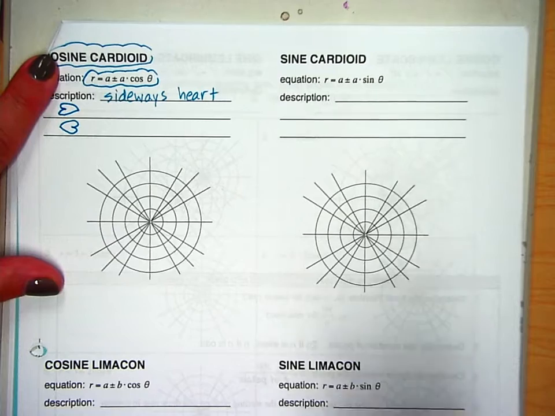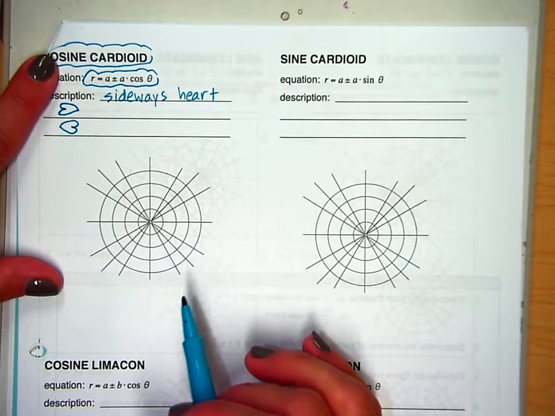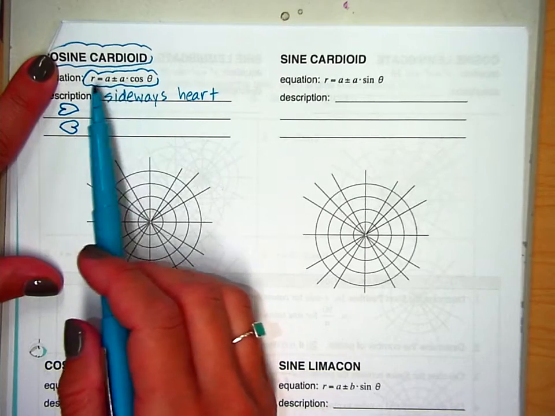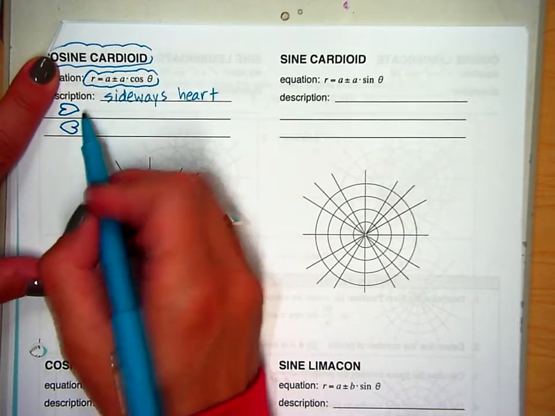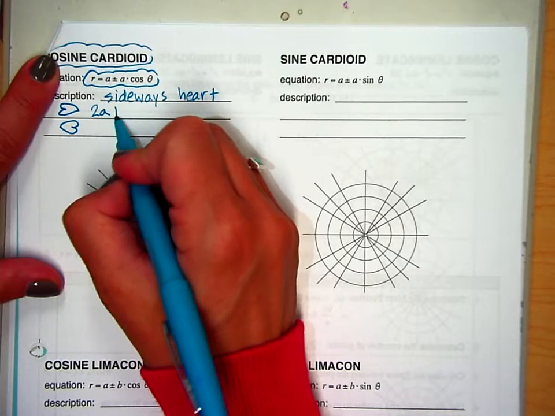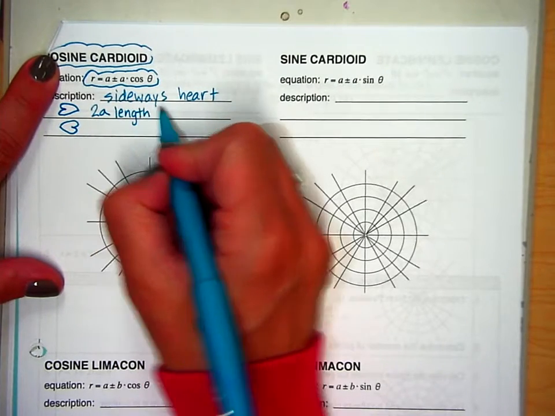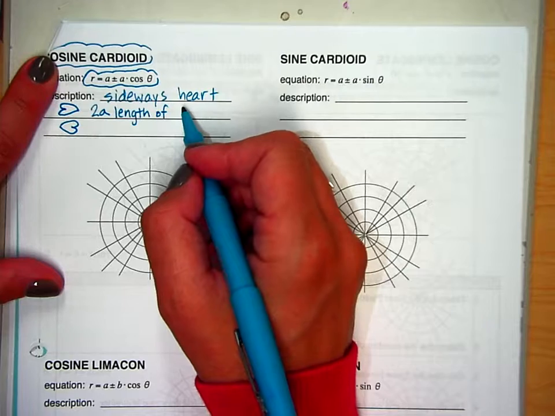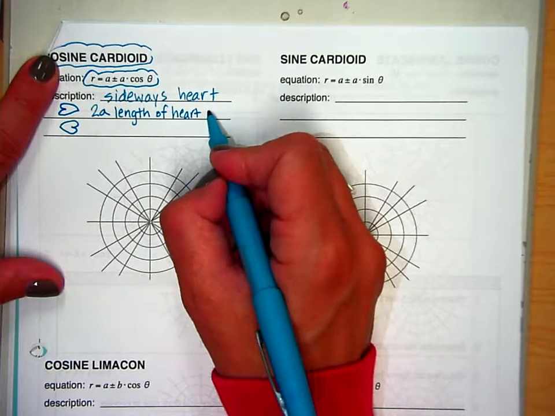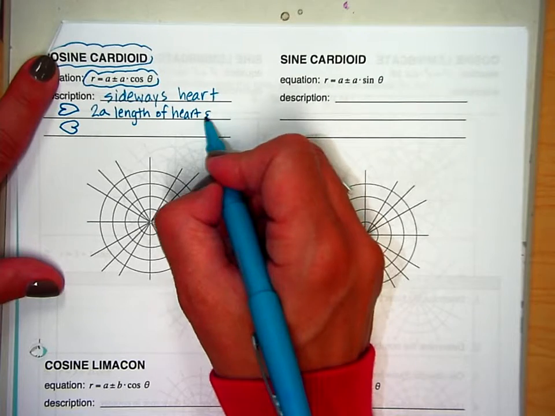What do the a's represent? Okay, so the a is going to represent... 2a is the length of the heart, and it's actually also the width. It's kind of hard to describe it. I'll show it to you better in the picture.